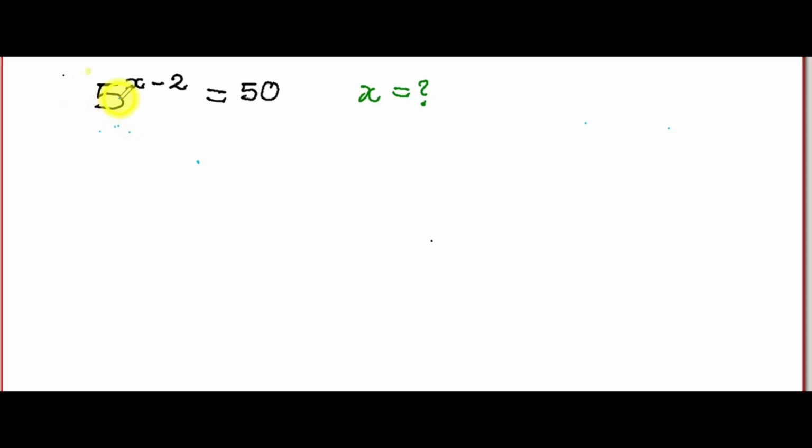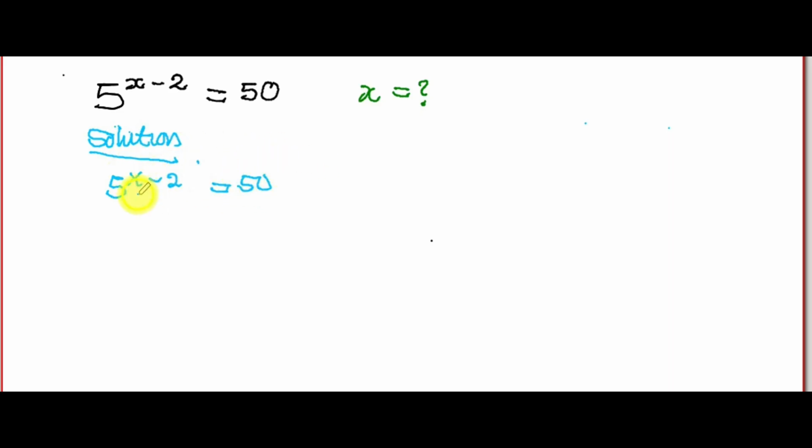We have 5 raised to the power x minus 2 equals 50. Find the values of x. Solution. Here we have 5 raised to the power x minus 2 equals 50.